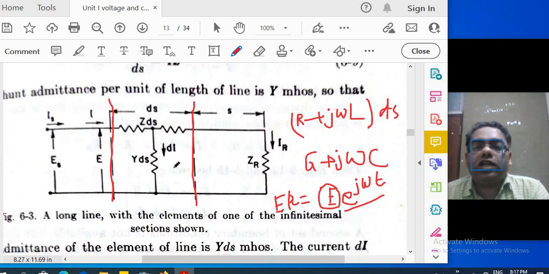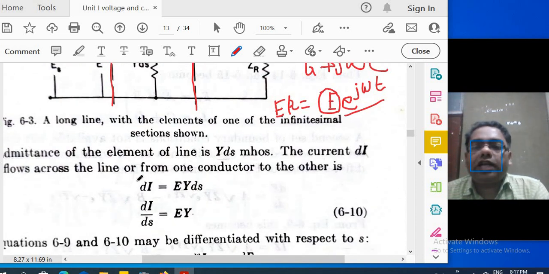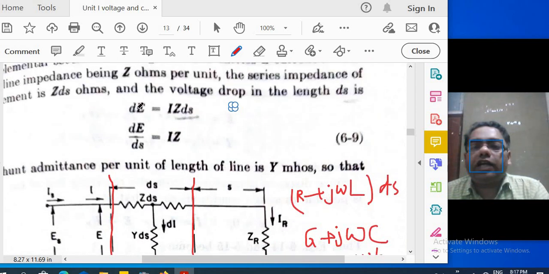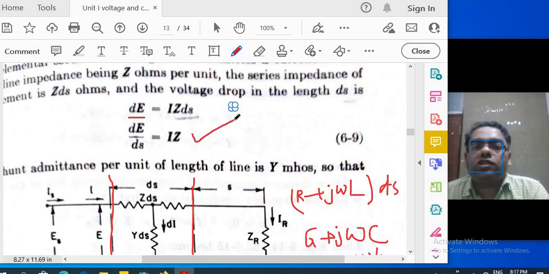The current through the shunt branch is dI. Now we can develop two equations. dE is the voltage drop in this elemental section ds, which can be written as I into z ds. If we differentiate with respect to s, it will come as dE by ds equal to I into z. So this is one very important equation we are getting.